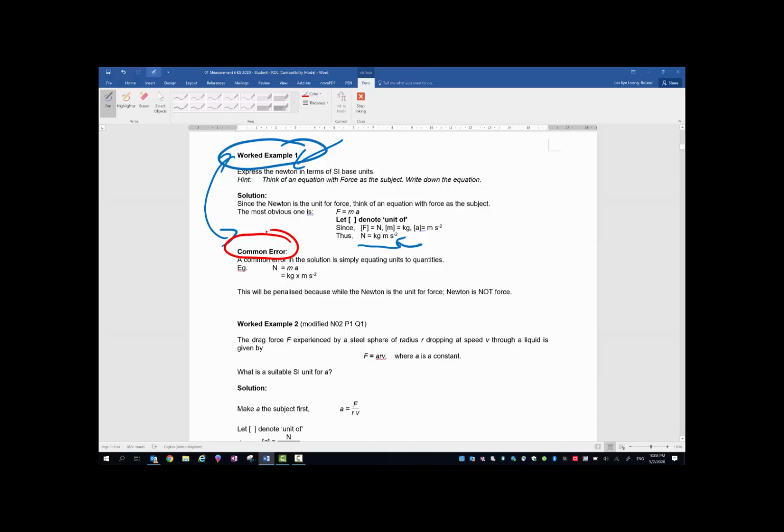Now let's look. They want you to express Newton in terms of SI unit, SI base unit. Now, Newton is a unit. Okay, Newton is not a quantity. So had you presented your answer in that form, Newton equals to mass times acceleration, therefore equals to kilogram times meters per second square, you will lose marks. You will be marked wrong. This will be penalized because Newton is the unit of force. Newton is not force.